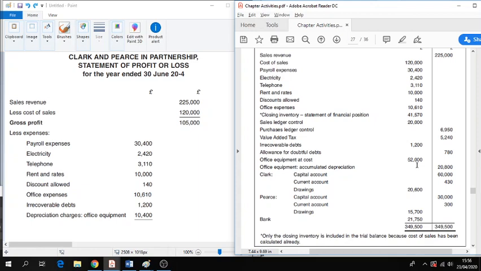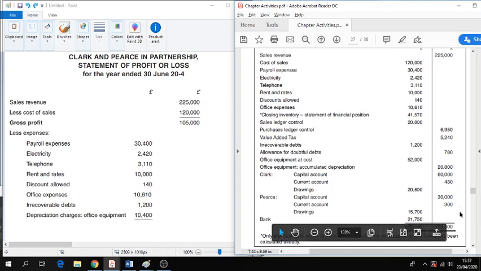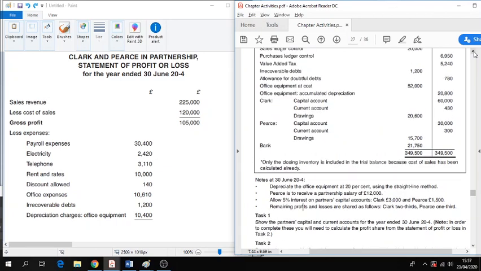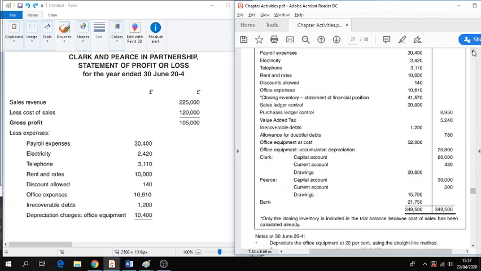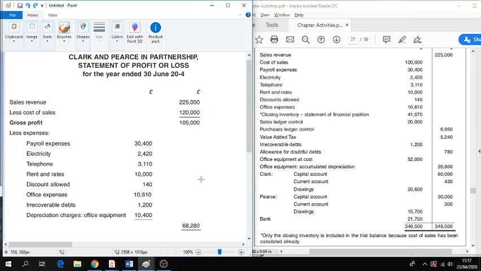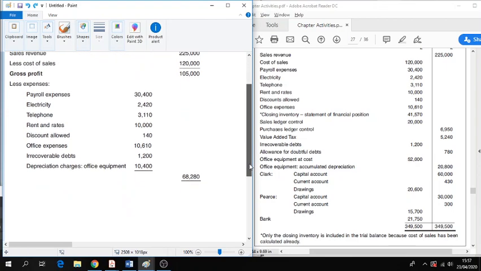So the 5%, I think it was. Sorry, 20%. 20% on cost. Okay. Let's scroll back up. Okay, so there we have all of our expenses. Total expenses 68 to 80. And just scrolling down. Profit for the year 36,720.